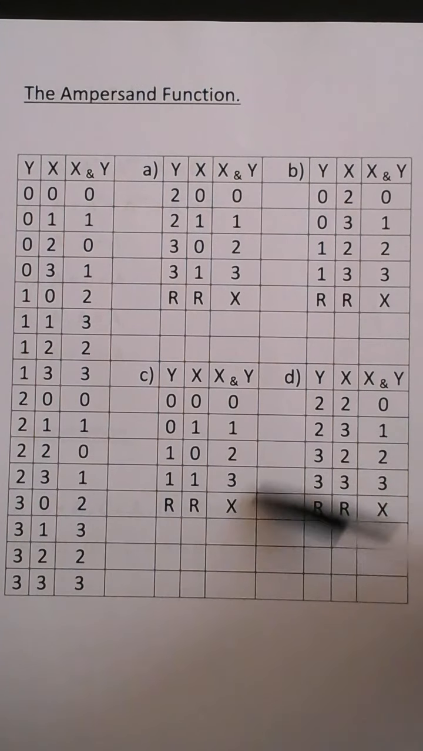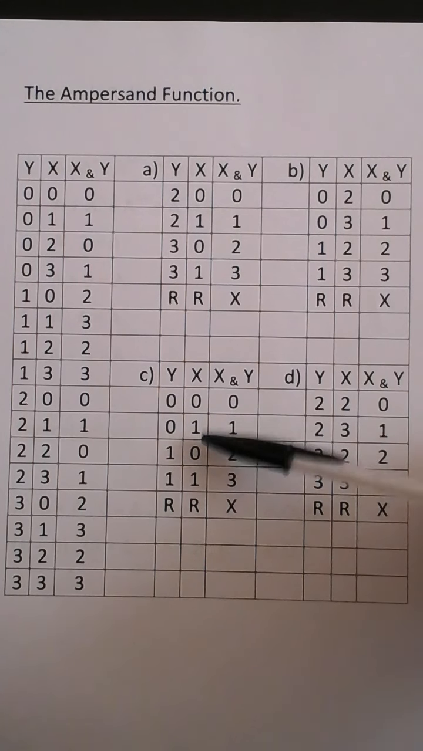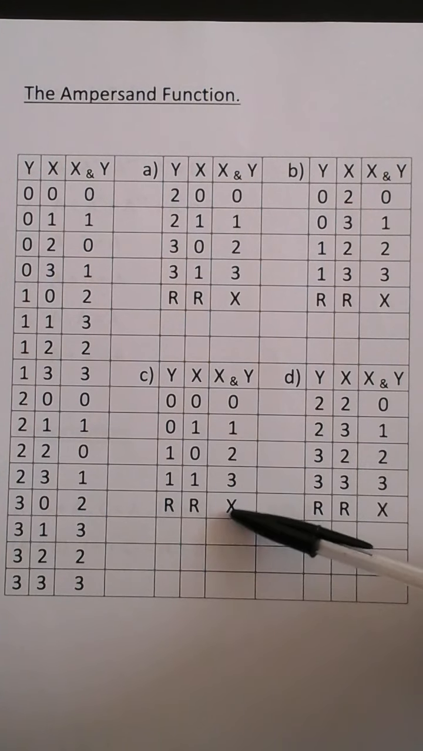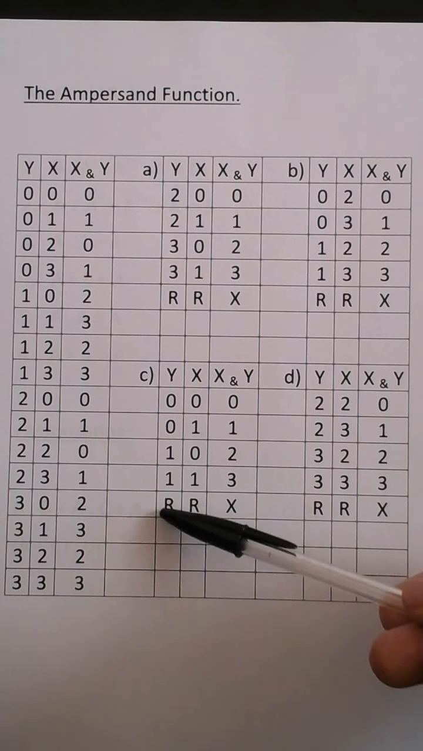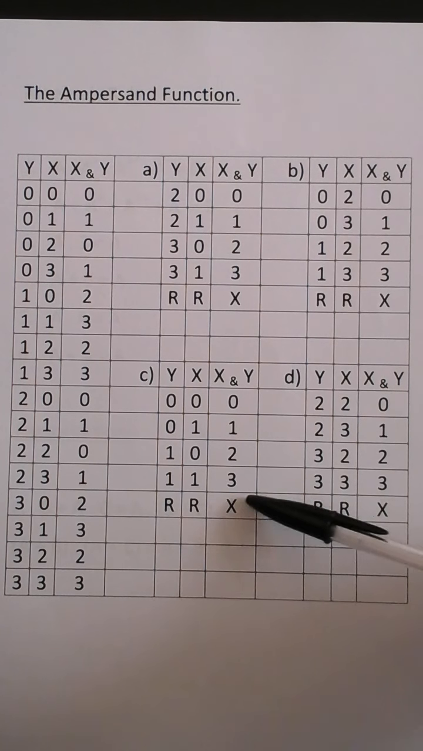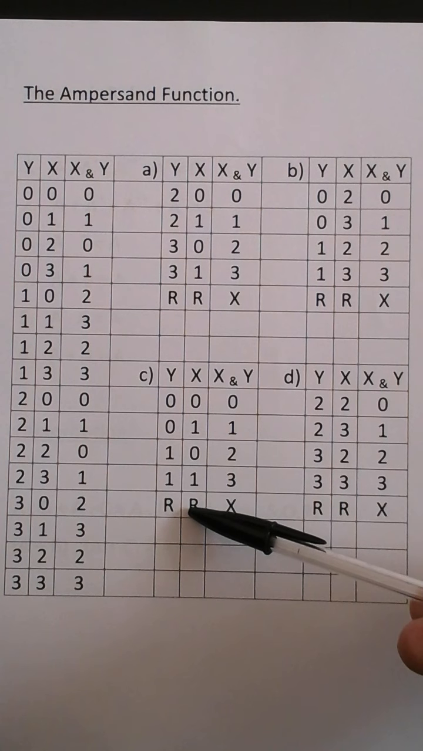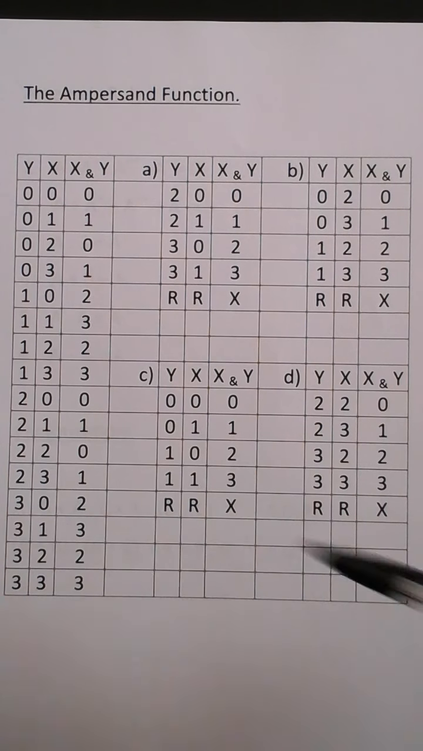So for table C, X assumes the value of 0, 1, Y assumes the value of 0, 1. Again, if X ampersand Y is X, then X and Y are both R's. X assumes the value of 0, 1, 2 or 3 there. R assumes the value of 0, 1 there and 0, 1 there.